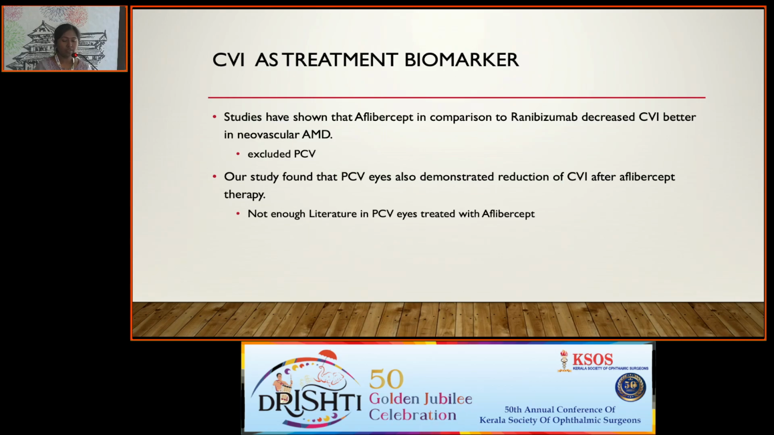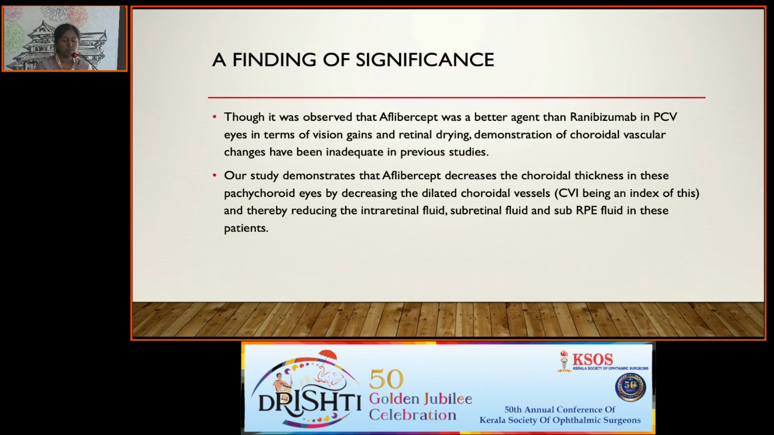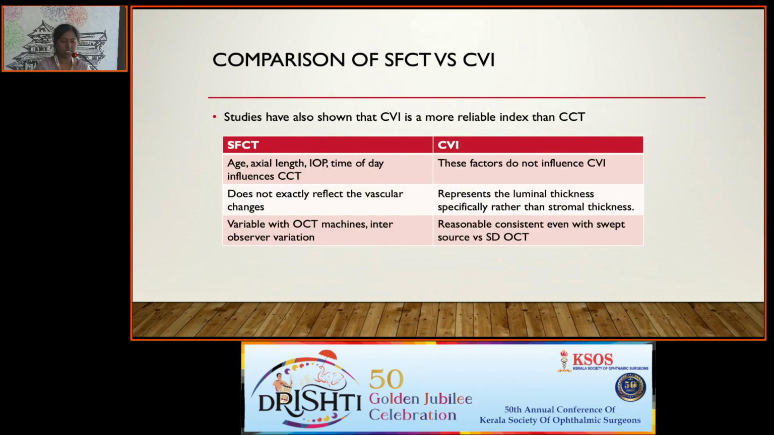There is not enough literature on PCVs treated with aflibercept. Though it was observed that aflibercept was a better agent than ranibizumab in PCV in terms of vision gains and retinal drying, demonstration of choroidal vascular changes has been inadequate in previous studies. Our study demonstrated that aflibercept decreases choroidal thickness in these pachychoroid eyes by decreasing the dilated choroidal vessels and thereby reducing the intraretinal fluid, subretinal fluid, and sub-RPE fluid in these patients.